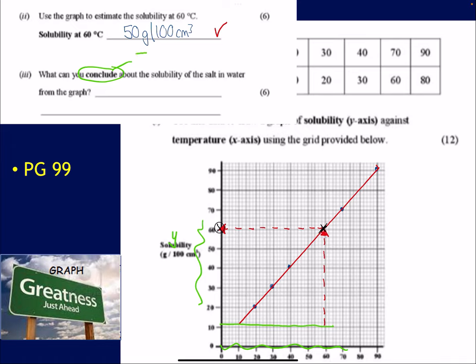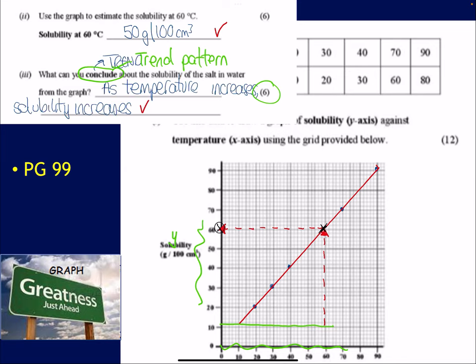So the conclusion is the trend or the pattern. So you have 2 choices. The other thing is if it's 6 marks, you're usually having to say 2 things. So as my temperature increases, we're looking for solubility increasing because the line is going up. And the second thing is this is a diagonal line that doesn't start at 0, 0. We can also say temperature is proportional to solubility.